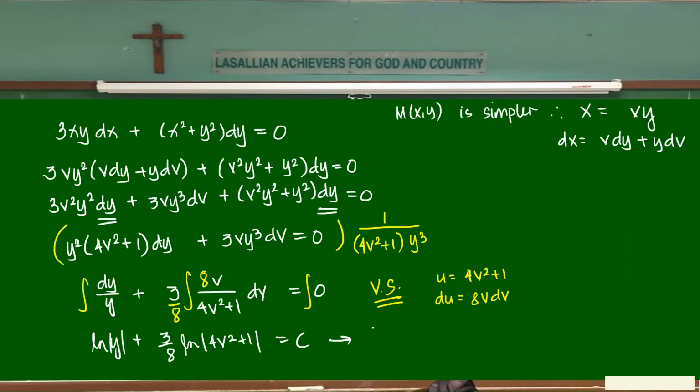Ngayon, yung problem natin is not given in terms of letter v. Therefore, it's up to you to fix it. So that becomes, ang v daw natin is x squared over y squared, plus 1 equals c. This is your general solution.